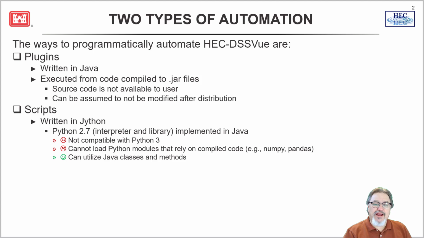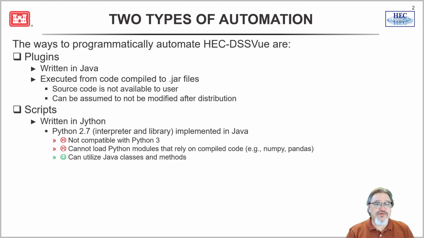However, Jython has some distinct drawbacks in that it is stuck in Python version 2.7. Now, Python jumped from version 2 to version 3 years ago, but Jython never made that jump. And so Python 2 and Python 3 are technically different languages. They're very, very similar, but they are not the same language. And Python 3 is not backwards compatible with Python 2.